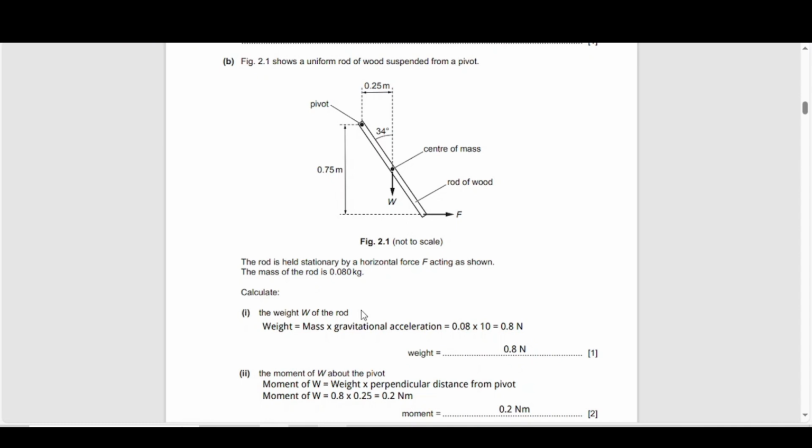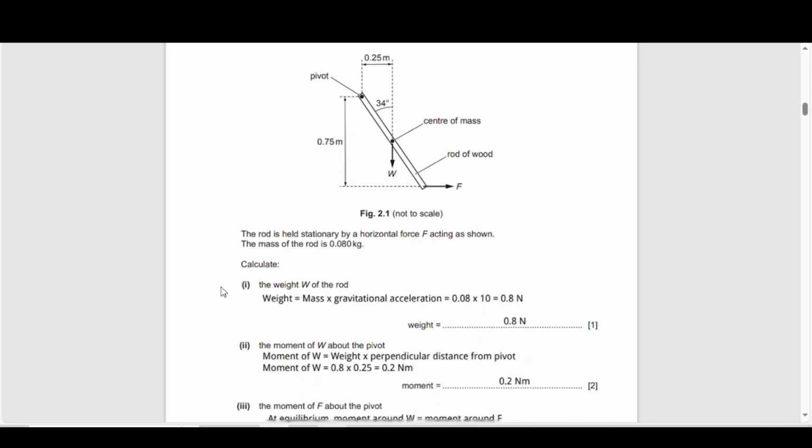This is from chapter 3, forces in motion. So we know that weight is a force, which is the mass multiplied by the gravitational acceleration. Because this is a pre-2023 paper, the gravitational acceleration will be 10. So the mass is 0.08 multiplied by 10, which gives you 0.8 newtons. That's the weight.